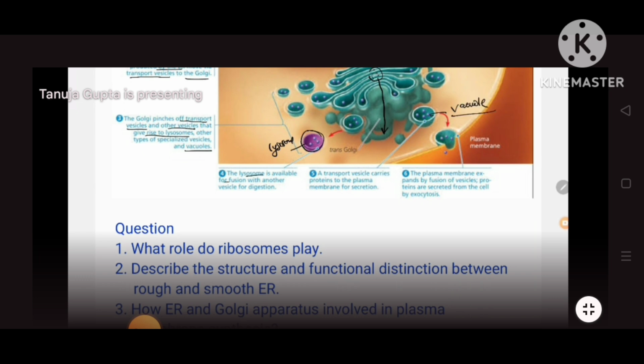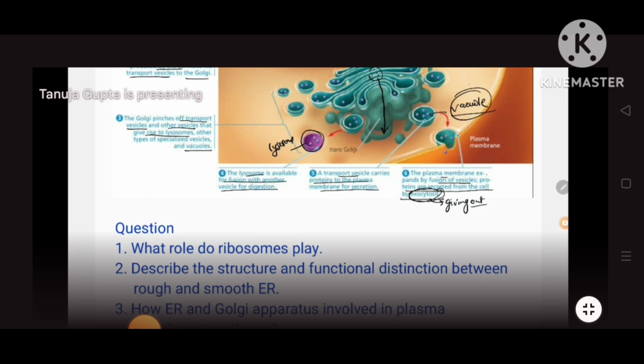So a lysosome is available for fusion with another vesicle for digestion, it is used for digestion, whereas a transport vesicle carries the protein to the plasma membrane for secretion. Okay, the plasma membrane expands by fusion of vesicles. Proteins are secreted from the cell by exocytosis. Now what do you mean by exocytosis? It means giving out something. You can just understand it as giving out, right? So this is how the protein is given out.